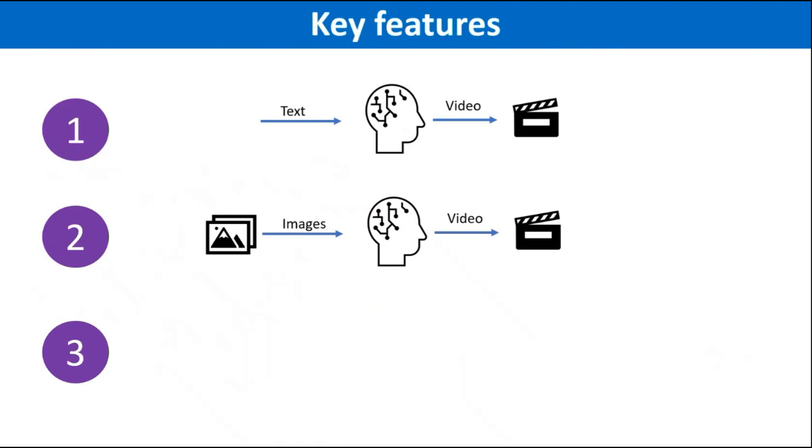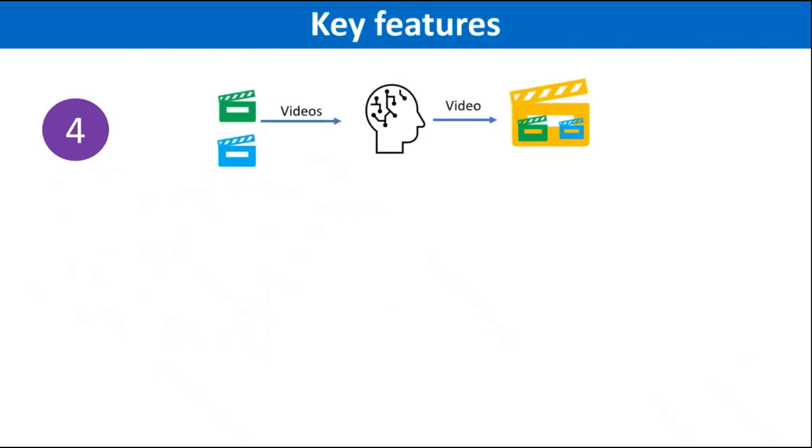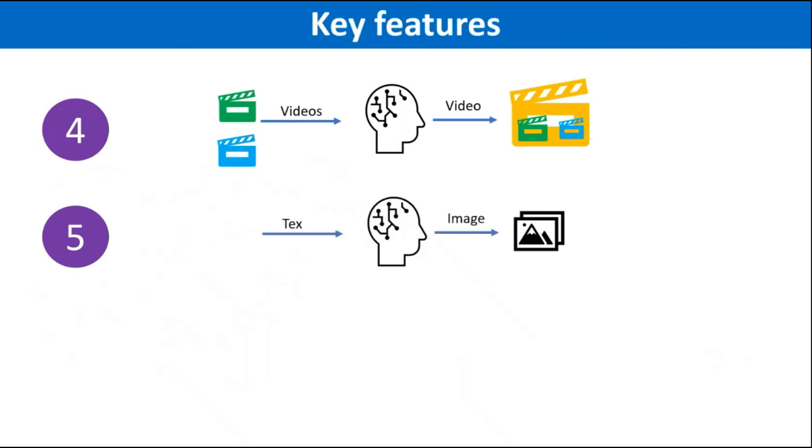Number three, Sora can also take an existing video and extend it or fill in missing frames. Extending videos can be forward or backward in time. Number four, connecting videos. We can also use Sora to gradually interpolate between two input videos, creating seamless transitions between videos with entirely different subjects and scene compositions. Number five, image generation capabilities. So Sora is also capable of generating images.